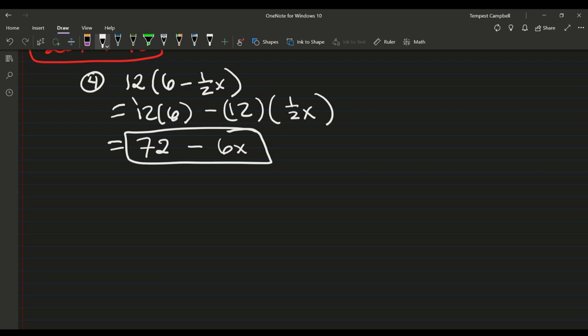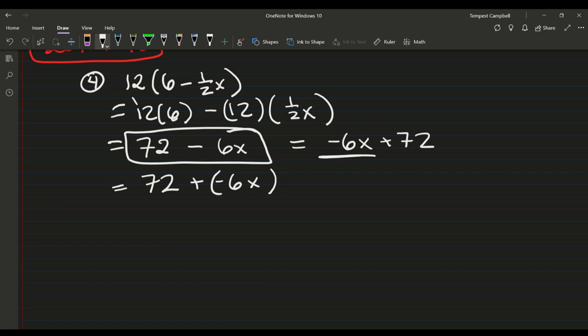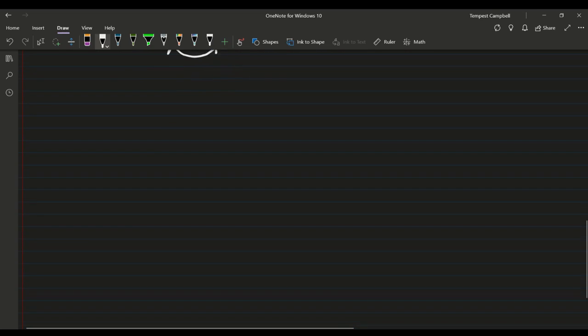The only issue is proper formatting of problems would be a negative 6x plus 72, because what's happening is we technically have 72 plus a negative 6x, right? And we always want our x terms in front with our constants in the back. So don't worry too much about that now. As you move on, that's going to be a requirement. So we know addition is commutative, so that's why we can basically flip-flop their order. Okay, let's look at number 5.